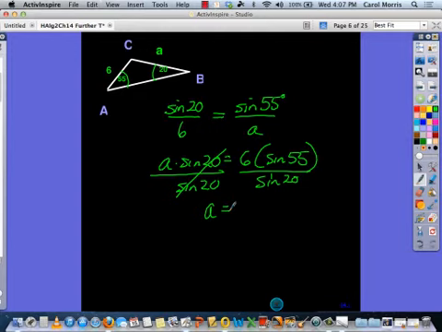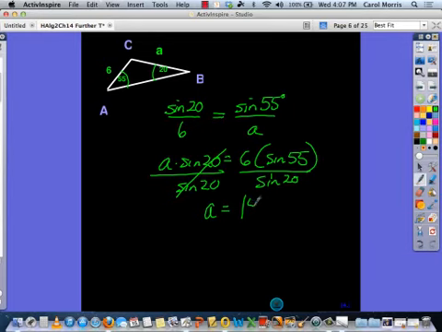Now pick up your calculators again. Make sure that your calculator is in degree mode, because if it's not, you'll have some issues. And now go ahead and type this in, which is 6 times the sine of 55, and that has to be divided by the sine of 20. So we have a 14.37-ish value for our edge.